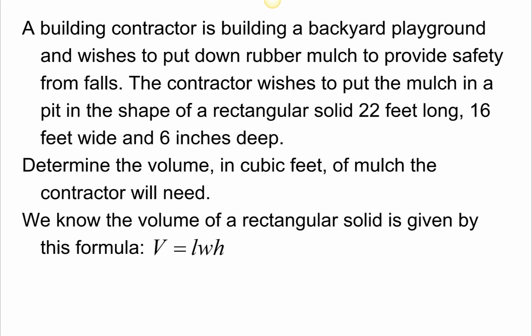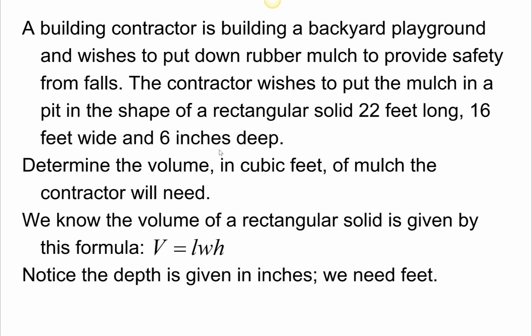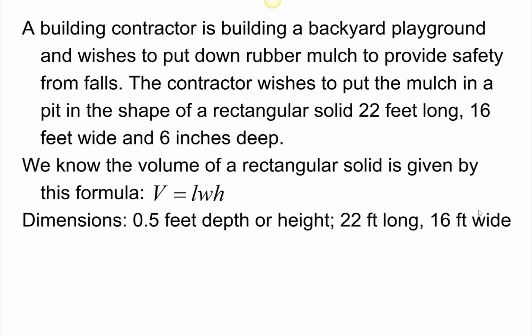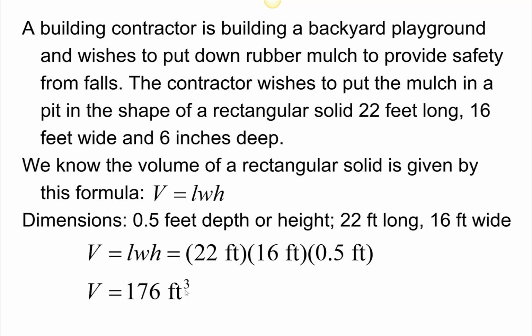We know the volume of a rectangular solid is given by length times width times height. But before I go on, notice that my dimensions are not in the same units. I've got feet, and then I've got inches. We need to put this into feet. So 6 inches is the same thing as a half of a foot. You're not going to be able to work the problem correctly if your dimensions are not all in the same units. If I substitute those numbers into the formula, I come out with 176 cubic feet of mulch.